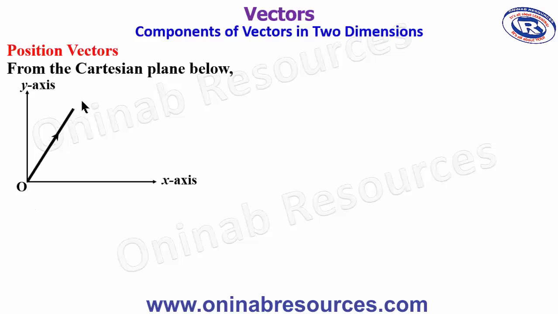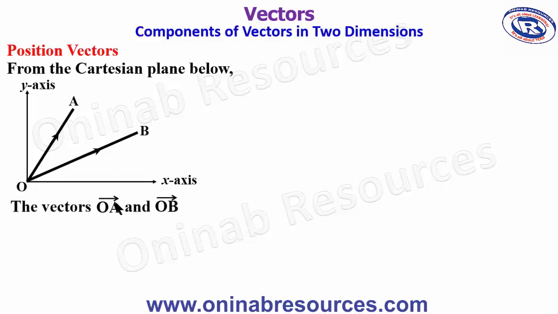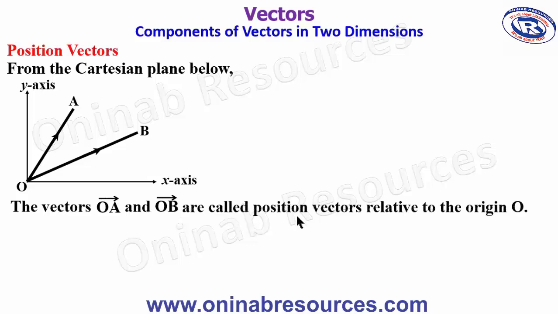So if we have a vector, call it OA, and another vector OB. When I say the vectors OA and OB are called position vectors relative to the origin O. And from here, we can just name this as a, so that OA is equal to a, and name OB as b. We can get another vector from A to B.